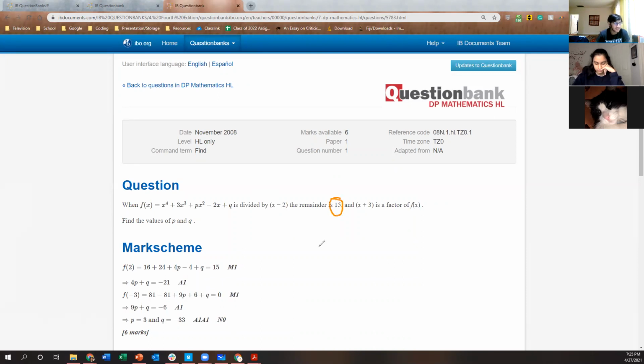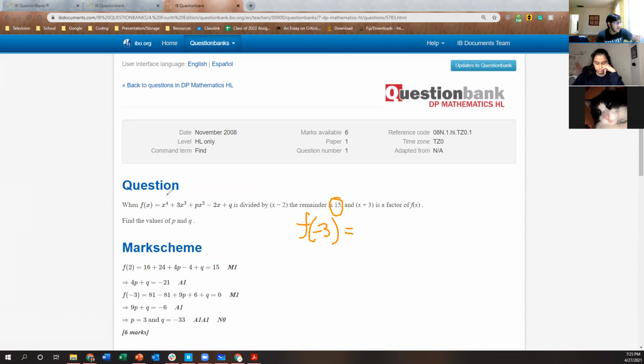There's a remainder of 15, but it does tell us that x plus 3 is a factor. So if x plus 3 is a factor, that means the remainder has to be 0 when we divide it. That means f of -3, be very careful about that.